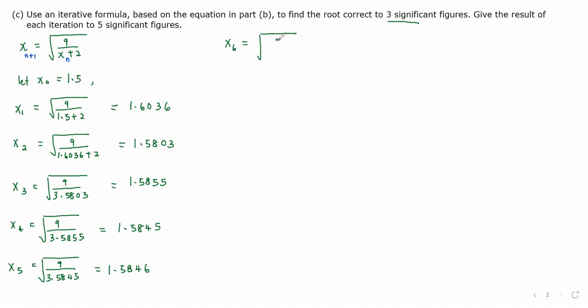So square root of 9 over 3.5846, that is 1.5845. Now x sub 4, x sub 5, x sub 6, they all converge to 1.58 to 3 significant figures. In that case, we say that the root is 1.58.